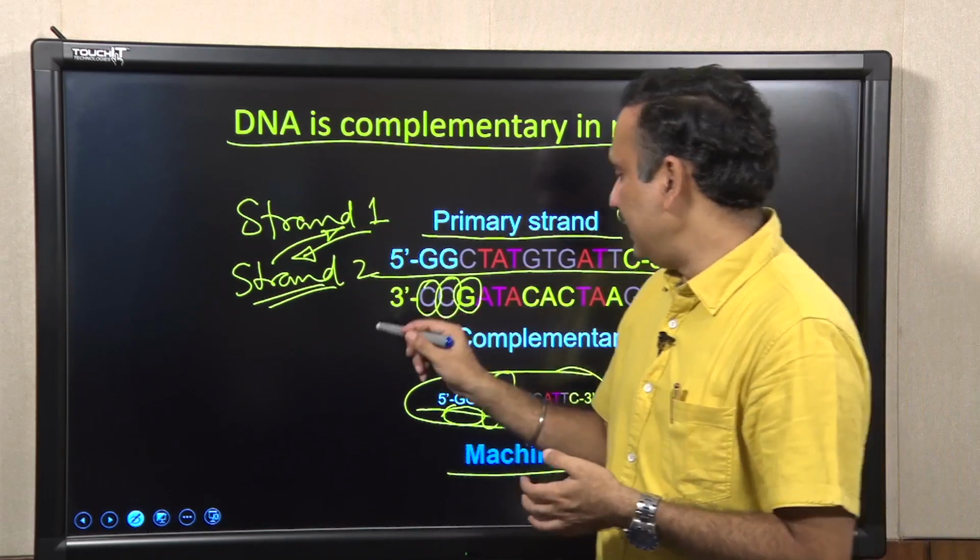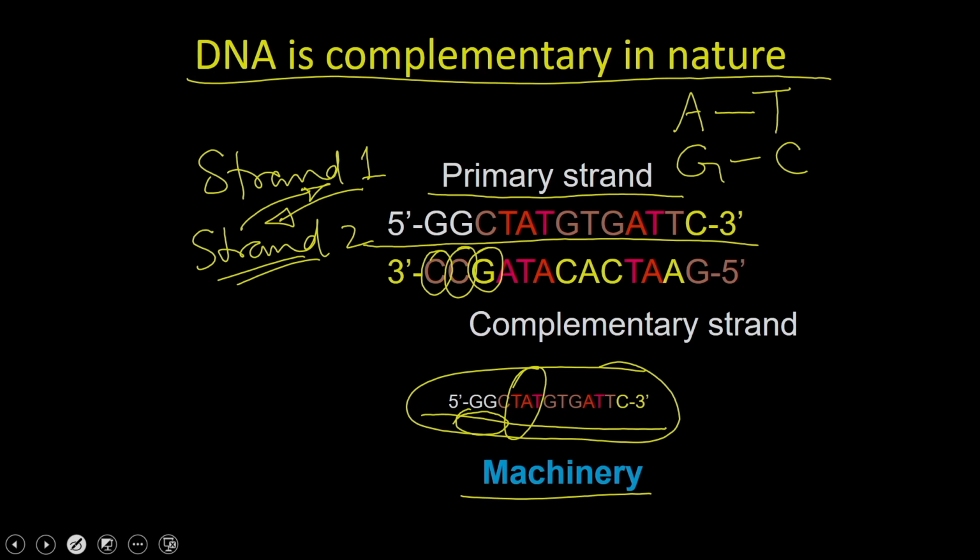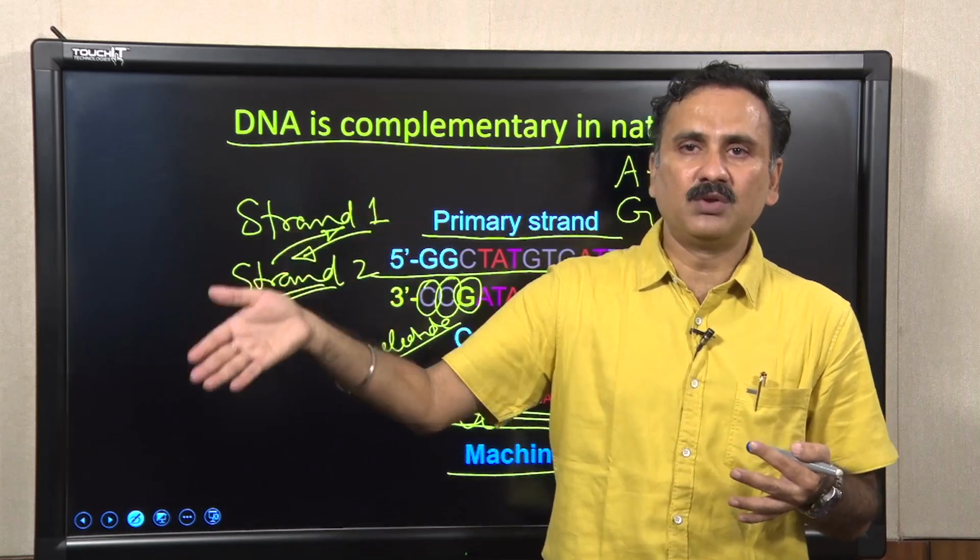So, what will happen is, if I have this sequence, the machinery is going to sit onto this sequence, and then it is going to accept the nucleotides that you supply, and synthesize the complementary strand. Once it reaches the end of the sequence, it will know that the synthesis is over. So, it is going to terminate.